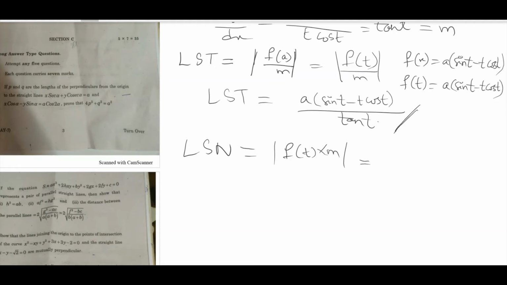that equals a into (sin t minus t cos t) into tan t. So we need to put modulus for these two because lengths are always positive. So these are the values of length of subtangent and length of subnormal.